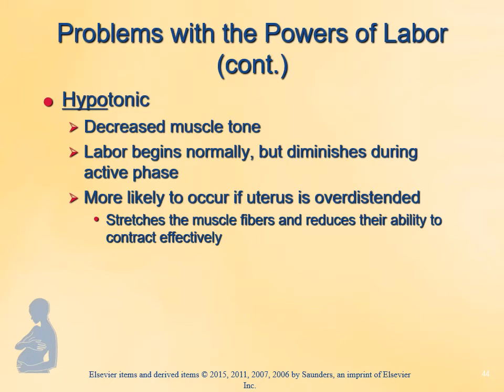And then we can have a hypotonic situation where we have decreased muscle tone of the uterus. Typically we see that when labor begins normally, but then for some reason it just peters out during the active phase and she stops progressing. This is more likely to occur if the uterus is overdistended with either too much amniotic fluid or multiple fetuses.